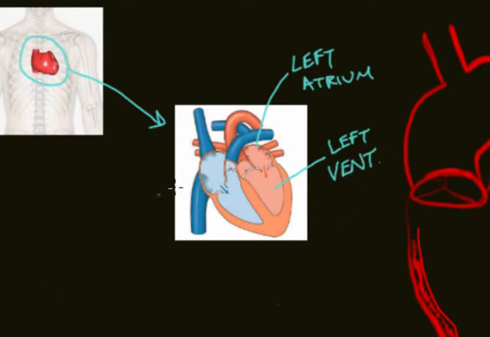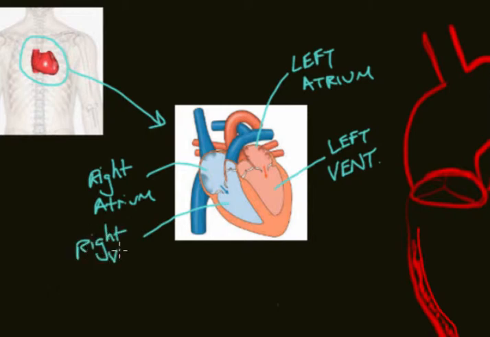On the right side of the heart, the same applies. You have your right atrium and your right ventricle. Blood gets pumped from the atria to the ventricles, and then the ventricles out to their respective destinations, either to the body or to the lungs.